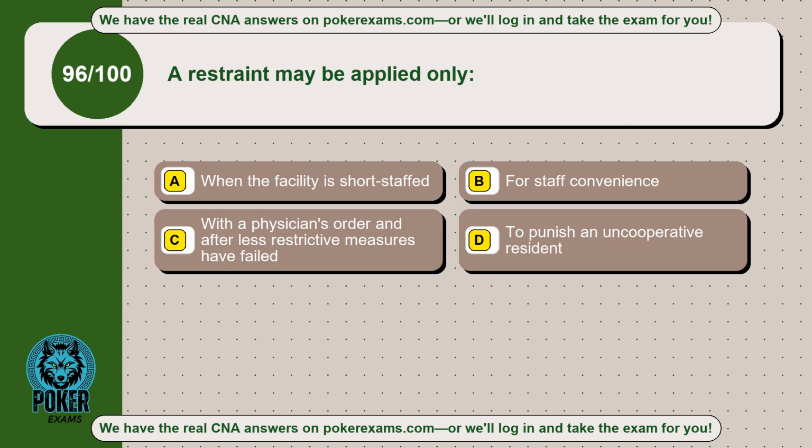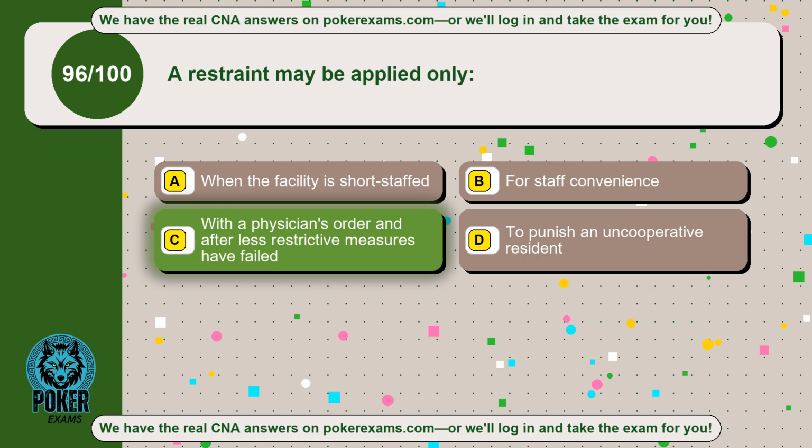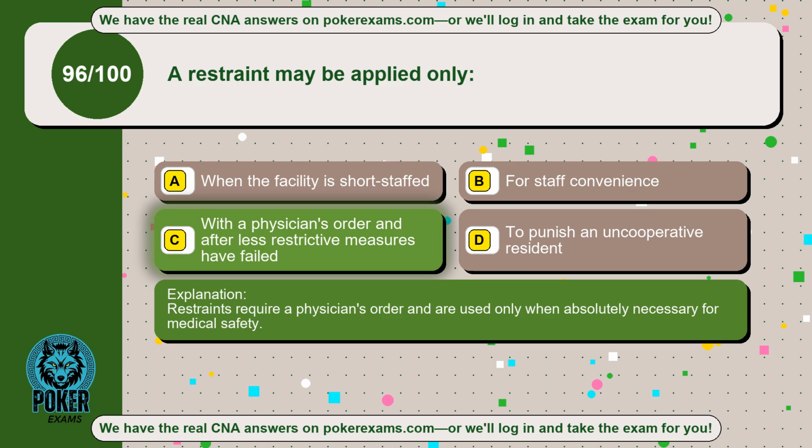Question 96. A restraint may be applied only: Option A. When the facility is short-staffed. Option B. For staff convenience. Option C. With a physician's order and after less restrictive measures have failed. Option D. To punish an uncooperative resident. The correct answer is option C. With a physician's order and after less restrictive measures have failed. Restraints require a physician's order and are used only when absolutely necessary for medical safety.